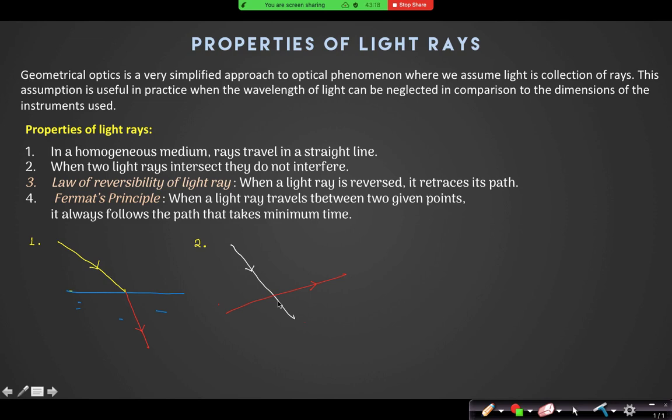No, I am not studying the wave nature of light here. I am studying only the ray property here.